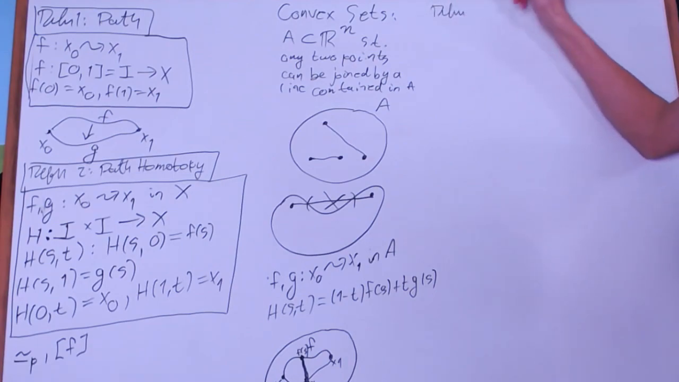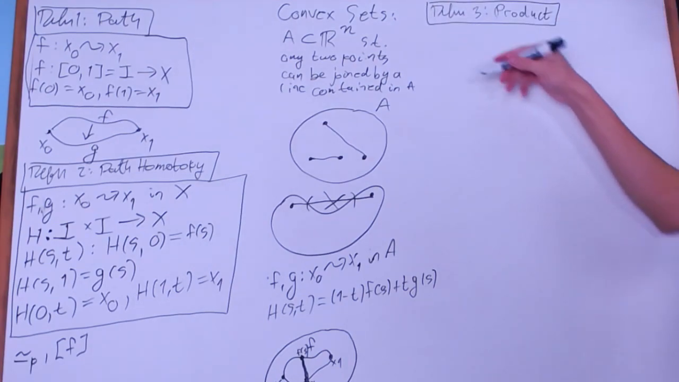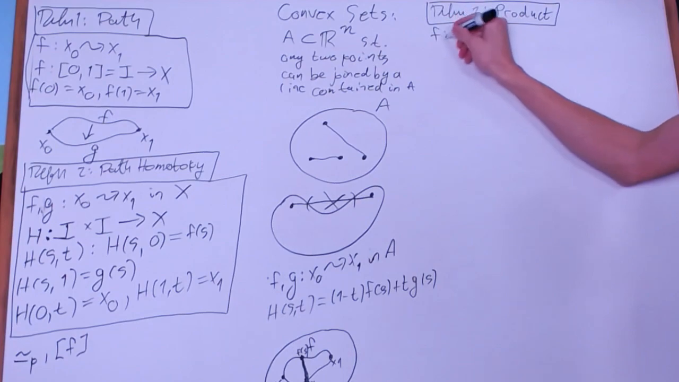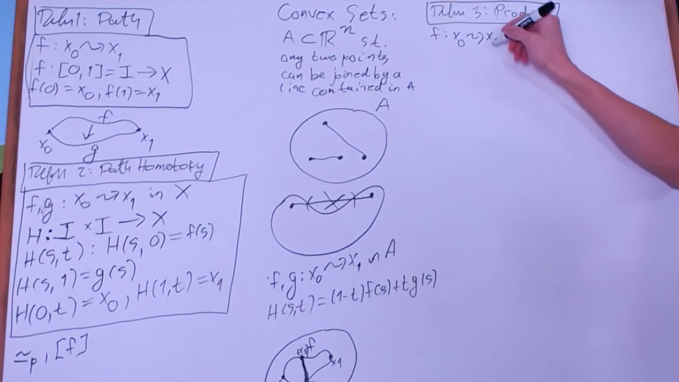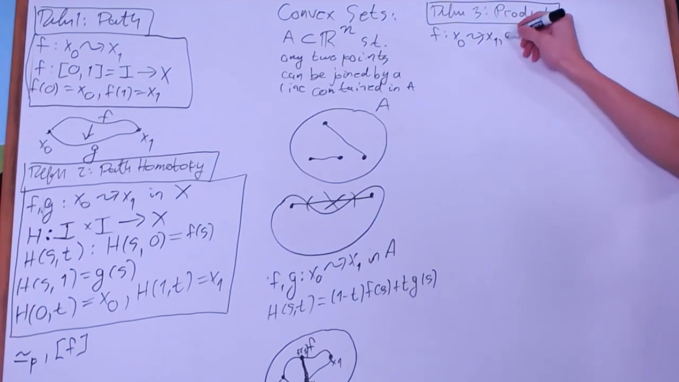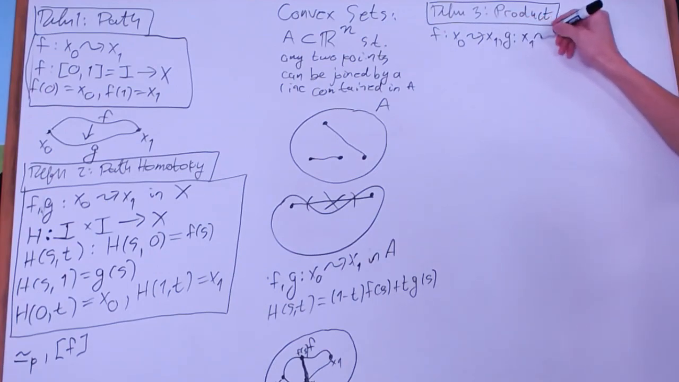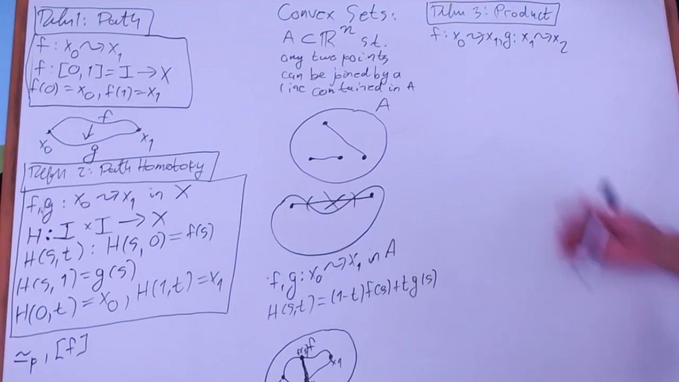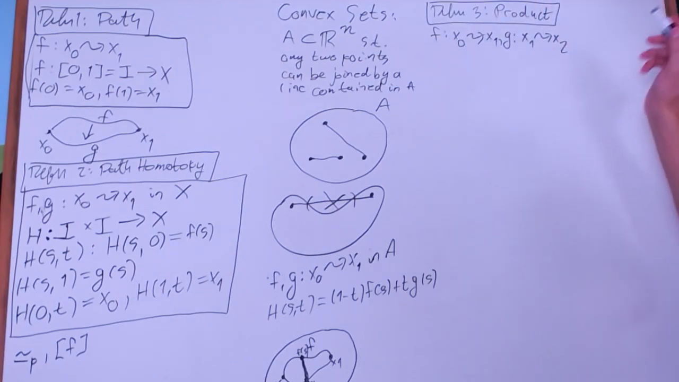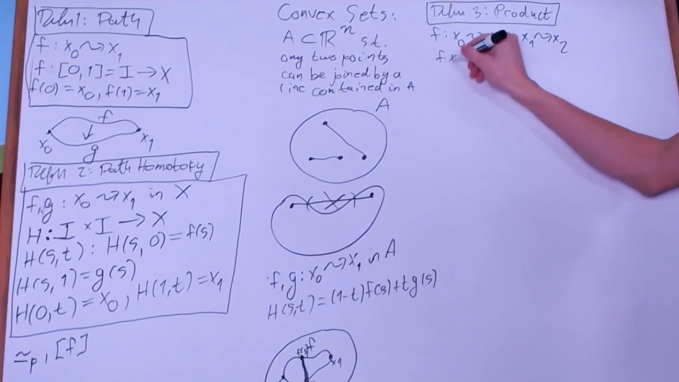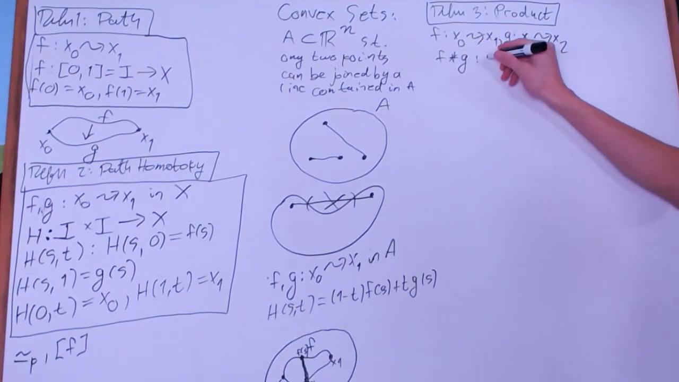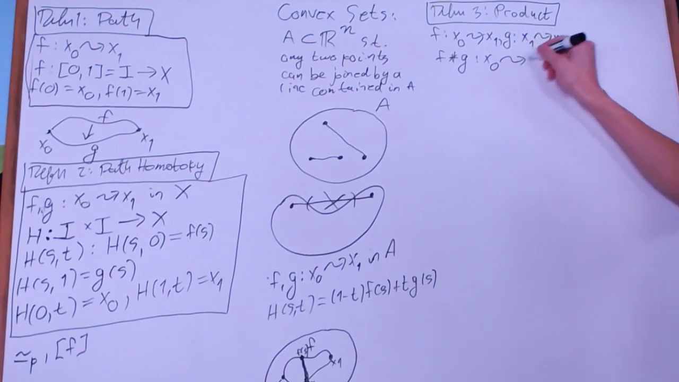Now, we're going to define a notion that is going to be very important involving paths, namely path products. So we define products on two different types of paths. You have f, which is going to be from x0 to x1, and then you have g, which will be from x1 to x2. So these are two separate paths. What you can then do is define a new path, which is going to be called f star g, which will be from x0 to x2.